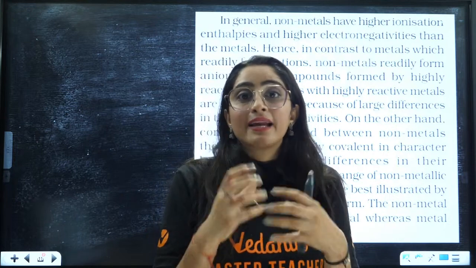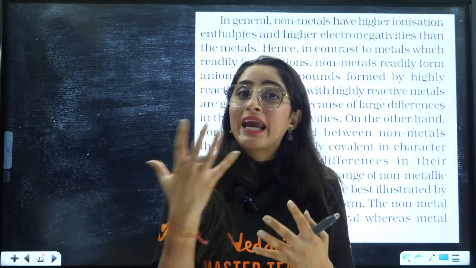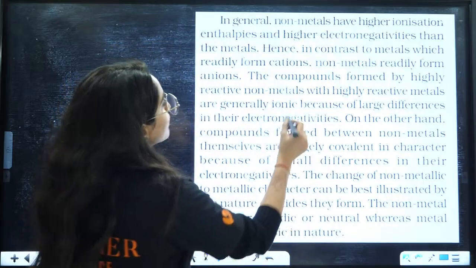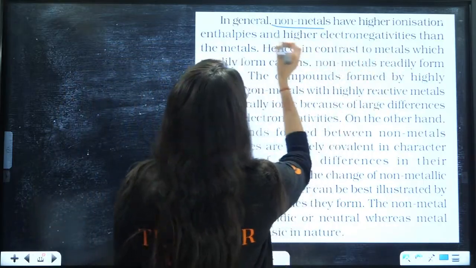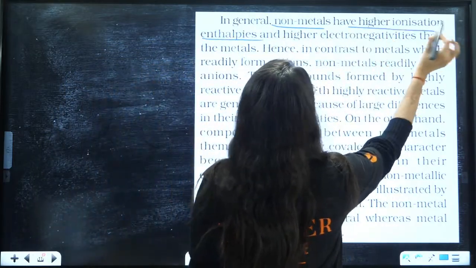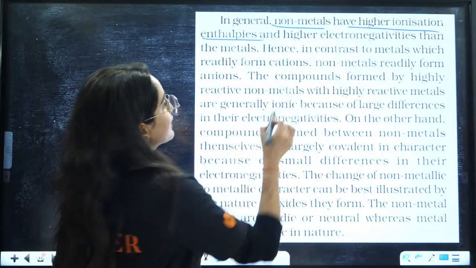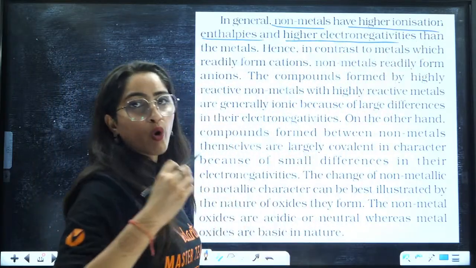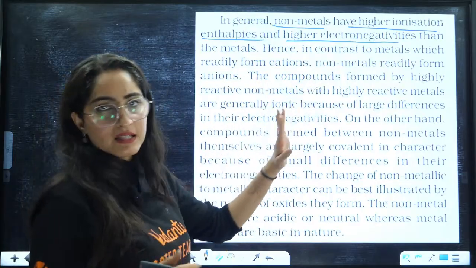A metal is electropositive in nature. It wants to lose the electron. So non-metals have high ionization enthalpies, and higher electronegativities, as I told you, because they don't want to lose the electron, compared to the metals.